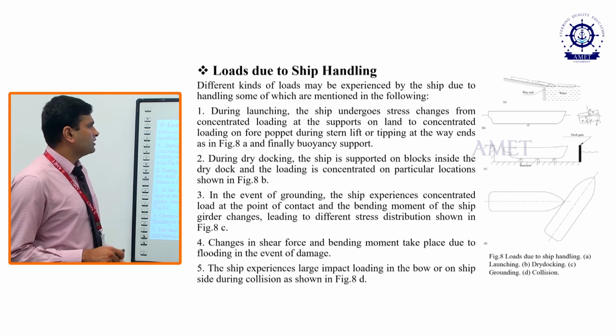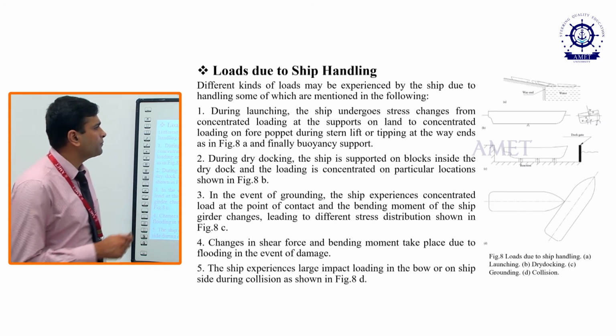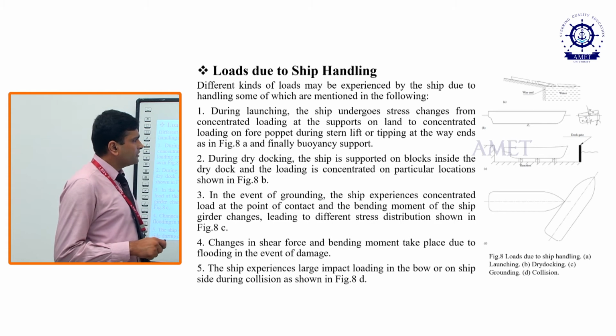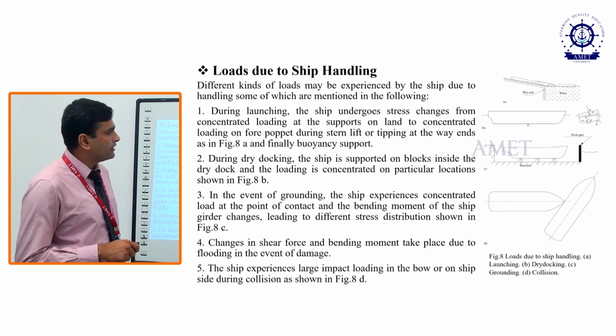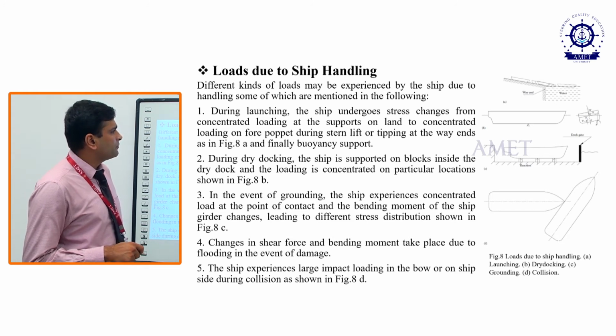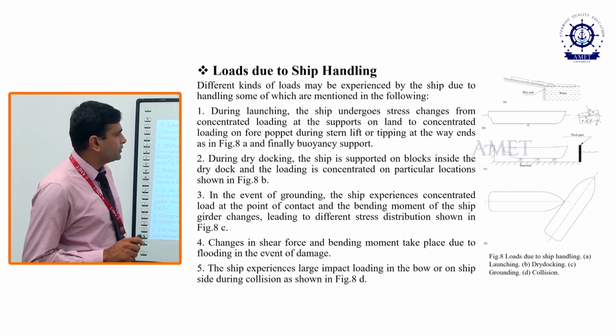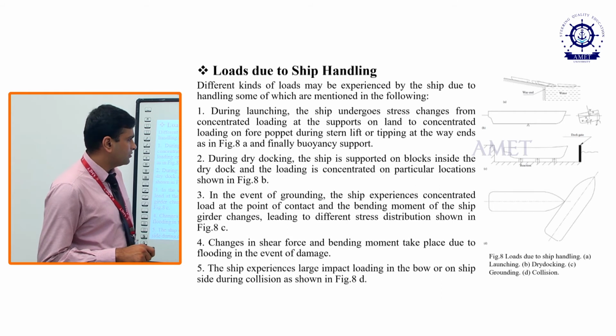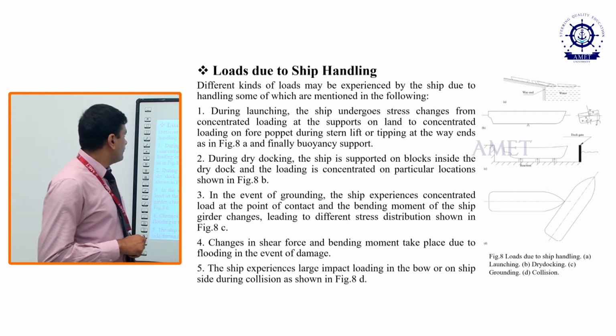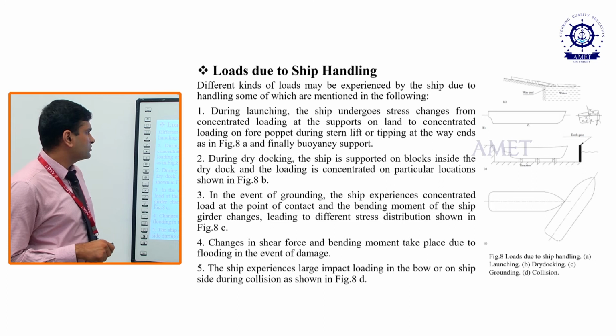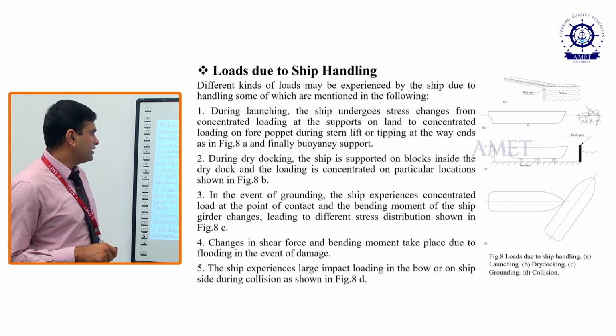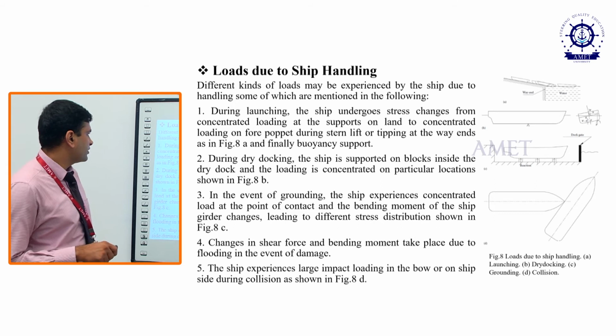So, there are various diagrams which are visible when you are launching a ship. We can see here there is a stern launching. If we can zoom in, we can see here that the ship is entering the water, which may cause this part to be under a stress concentrated region, where you can find that during the launching, the support onto the land gives concentrated loading on the fore poppet during stern lift or tipping at the way ends, as in figure 8.8.